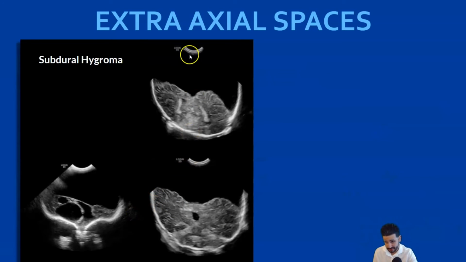Here's another case with very, very large extra-axial space, compression of the brain. This is a subdural hygroma. And due to the increased intracranial pressure from this extra fluid, you can see that there's some cystic or porencephalic cyst or cystic encephalomalacia of the cerebral tissue.